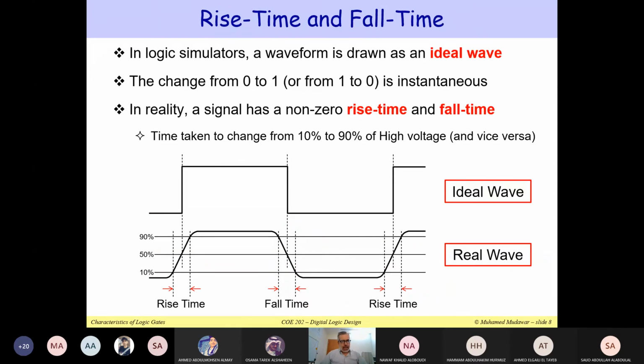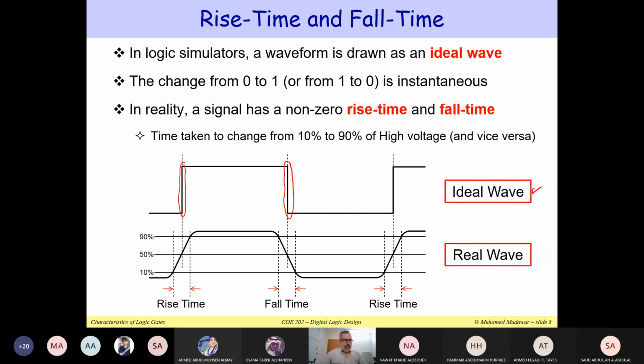Now, another thing about signals is the rise time and the fall time. So far what we have seen is an ideal wave. The meaning of ideal is that it's a square wave. So notice how the signal is jumping from 0 to 1 instantaneously. And notice how it is dropping from 1 down to 0, it's also dropping instantaneously. So it jumps from 0 to 1 in 0 time, and it drops from 1 down to 0 in 0 time. Now, this is not real.